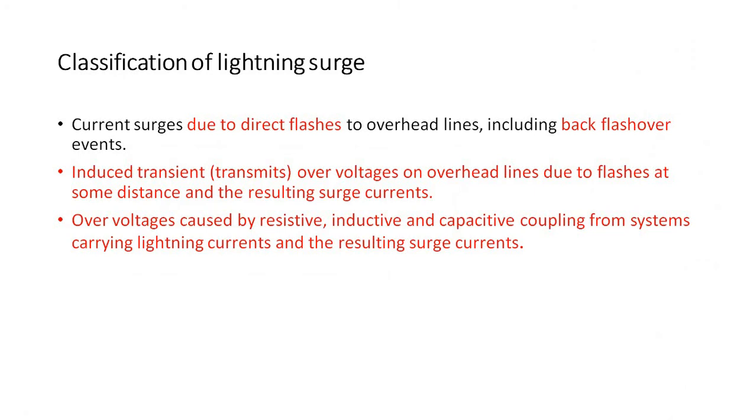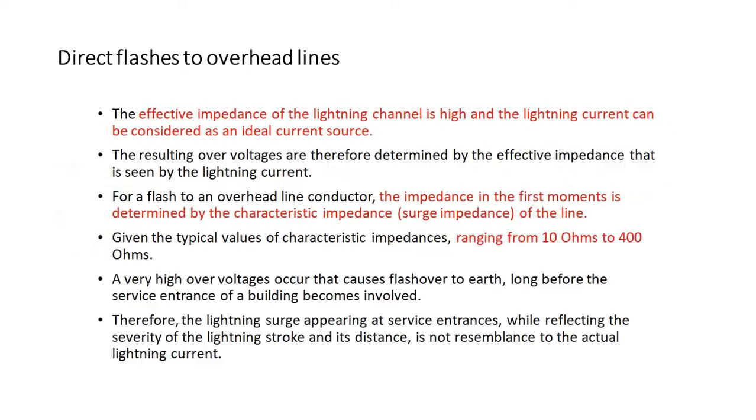Classification of lightning surge. Current surges due to direct flash to overhead line, including back flashover events. Induced transient overvoltages on overhead lines due to flash at some distance and resulting surge currents. Voltages caused by resistive, inductive and capacitive coupling for systems carrying lightning currents and the resulting surge currents.